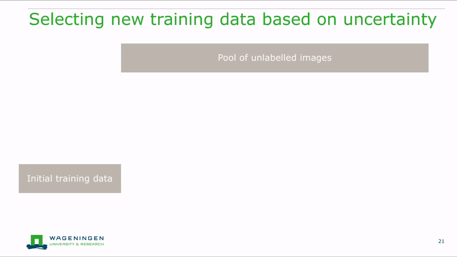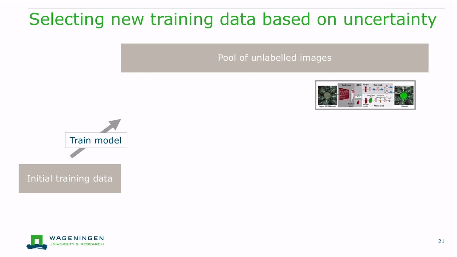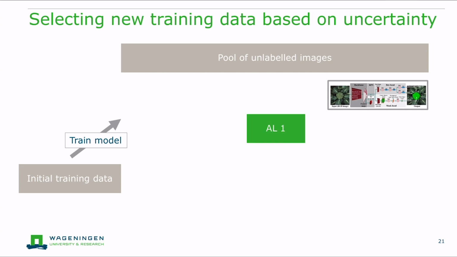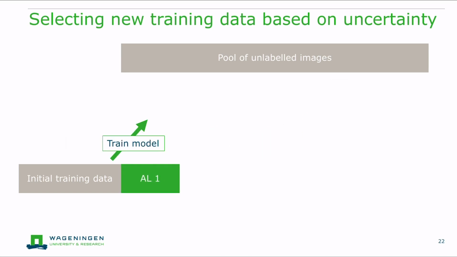Now, we use this in an active learning context. So we have an initial training data set, and then we have a pool of unlabeled images. What we do is that we train the model based on the initial training data set. That model is then applied to the unlabeled images. We select the unlabeled images that the network is most uncertain about. That becomes a new set. We take a human annotator to annotate that data. We add the data to the training set, and then we go to the next cycle.